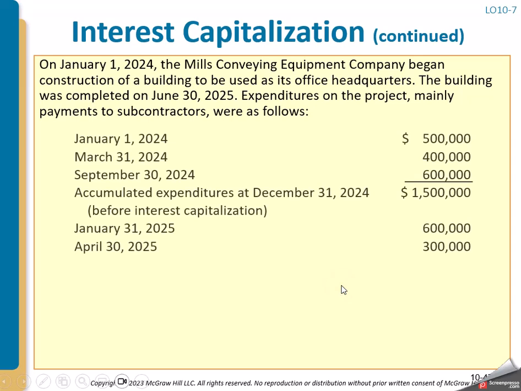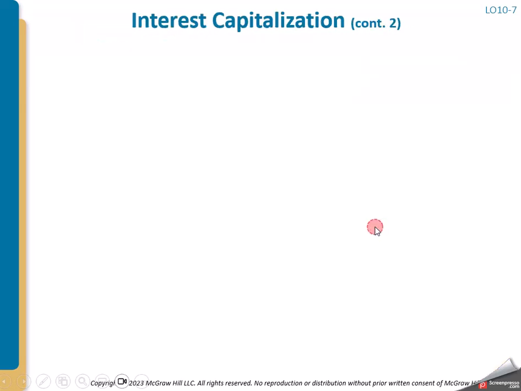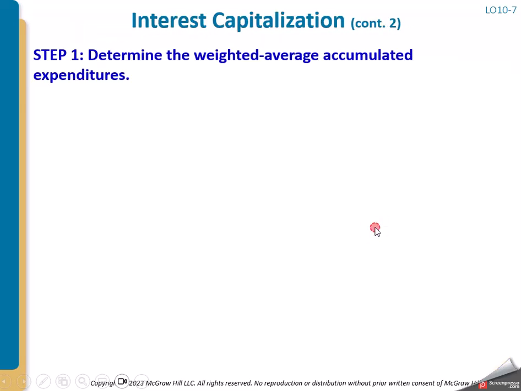So then they give us an example. We've made these payments on the construction of this building. We've paid our subcontractors $1.5 million by the time we get to the end of the year, and then another $900,000 in the first 6 months of the next year. They did get a $1 million construction loan at 8%, but they also had other interest-bearing debt outstanding at $2 million and $4 million at different rates. But again, debt was outstanding through the whole period.